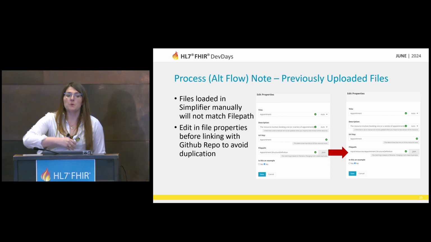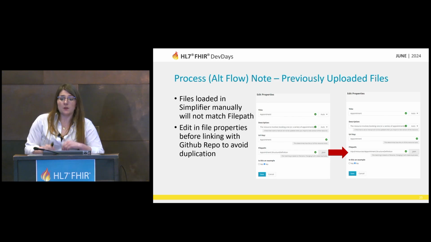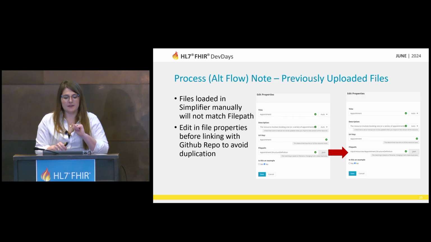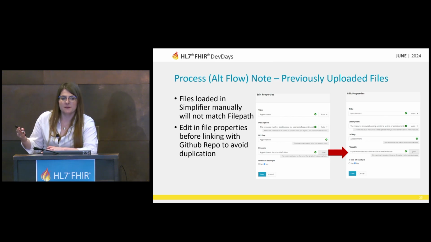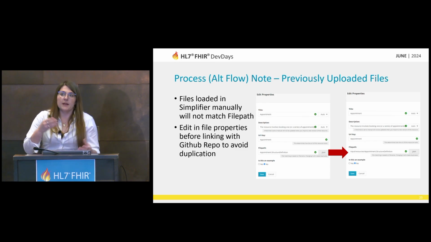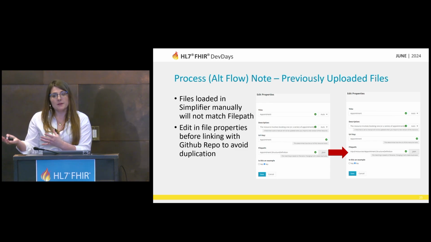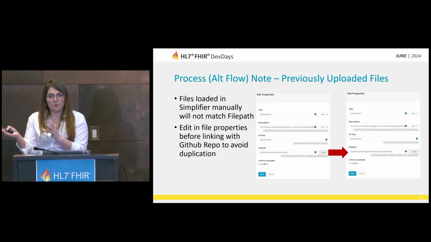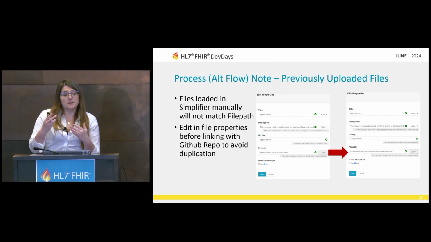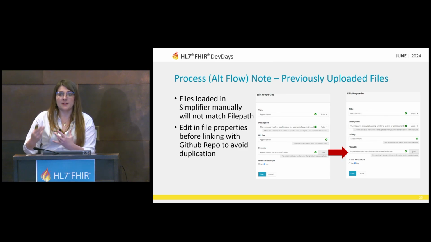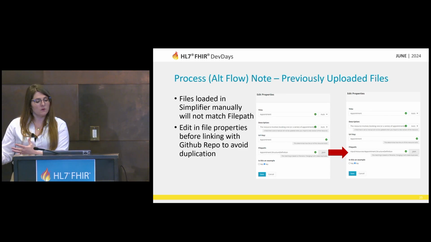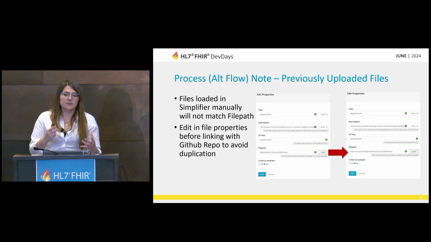And that's because when you manually upload a file, you're already traversing into the folder, you're selecting it. And that's why you see appointment, structure definition, that's the name of the file. But when you are pulling from GitHub, it's considering the subfolders to be part of that name. And so I think this is a good feature because it prevents overwriting things that you don't want to overwrite, but Simplifier will consider it a duplicate.